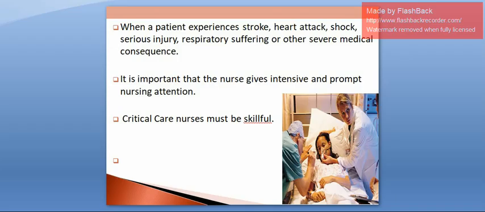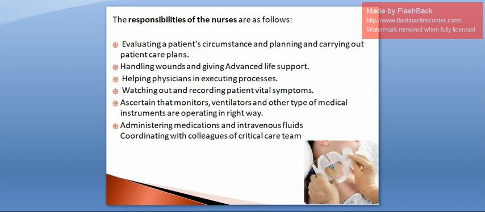Okay, so the critical care nurse has to be very skillful. They should have good experience and they should be skillful as well. So what is the role of a nurse in ICU? First of all, you should know that in the ICU there is a team leader or an in charge. That in charge will be delegating the responsibilities to all the staff nurses.